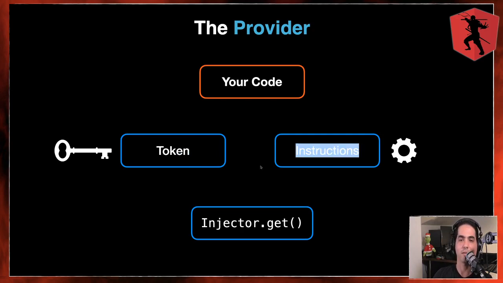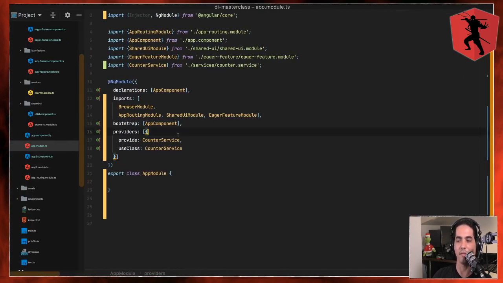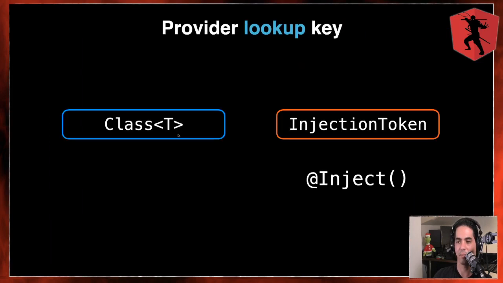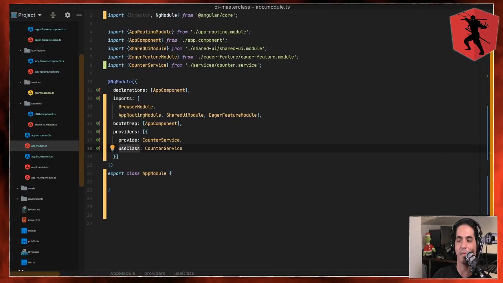And instructions, which means in this most common use case that I just showed you, hey DI, use this class. Technically, I'm telling Angular, I want you to create an instance. I want you to use this class in order to create an instance every time someone asks for the counter service. So that's the key, and this is the instructions. Cool. Now the key can be one of two types. Let's keep it this way.